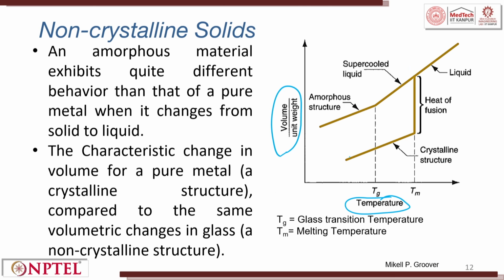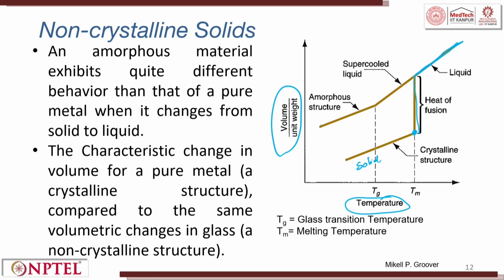So if you see that for a crystalline structure, it has a sharp melting point. So as the temperature increases, at one particular point, there is a melting point. And then you can see that there is a heat of fusion, and then it becomes a liquid. So this is solid, there is a transition, and then it forms a liquid.